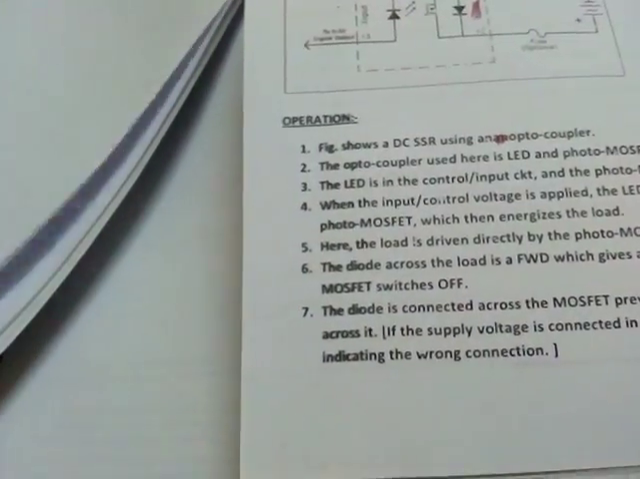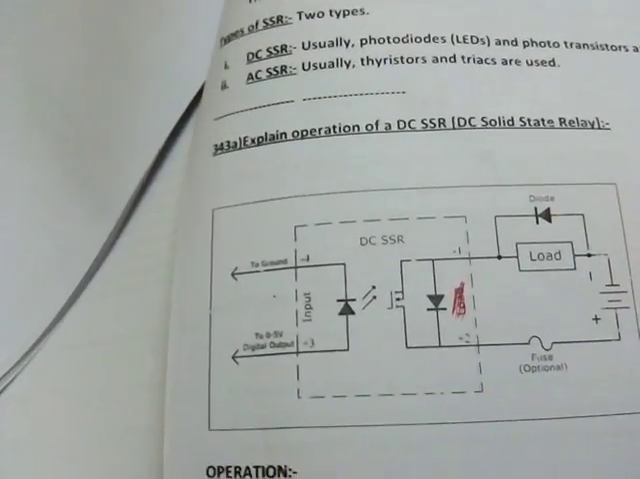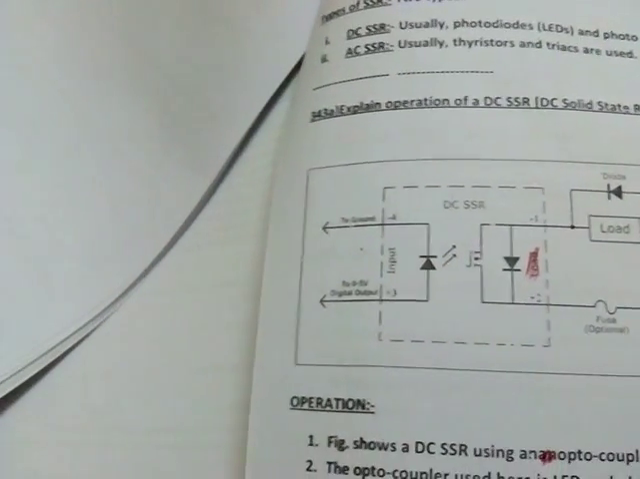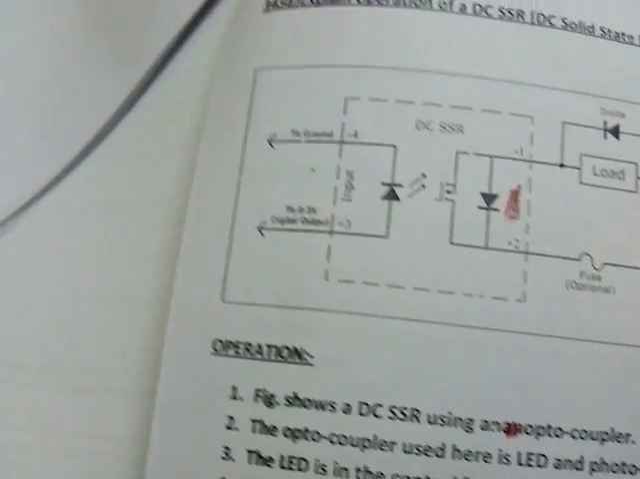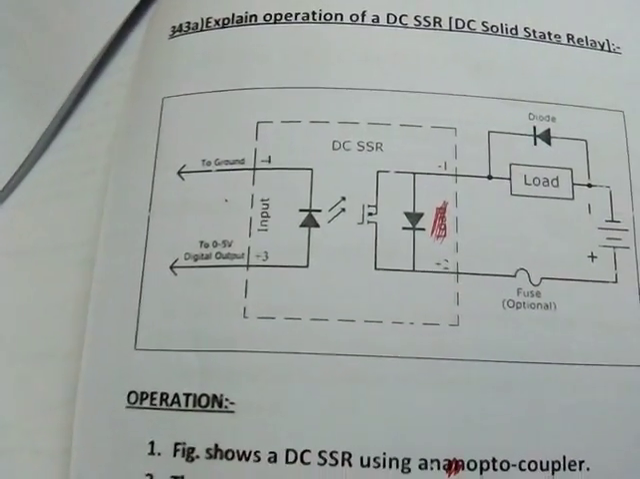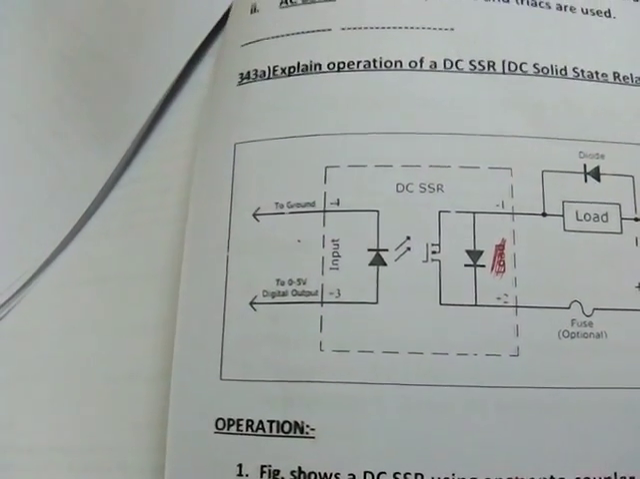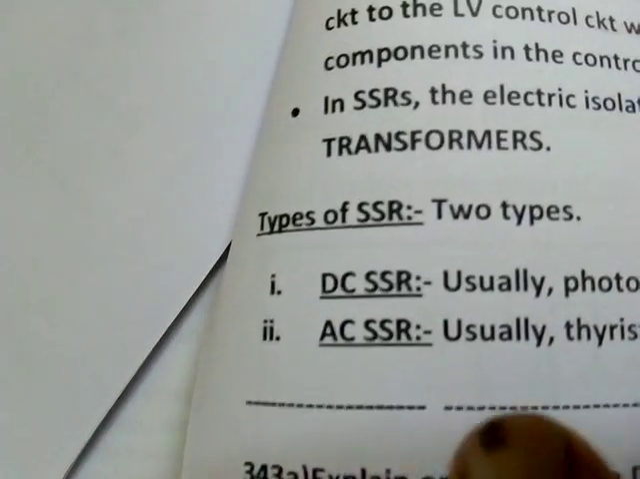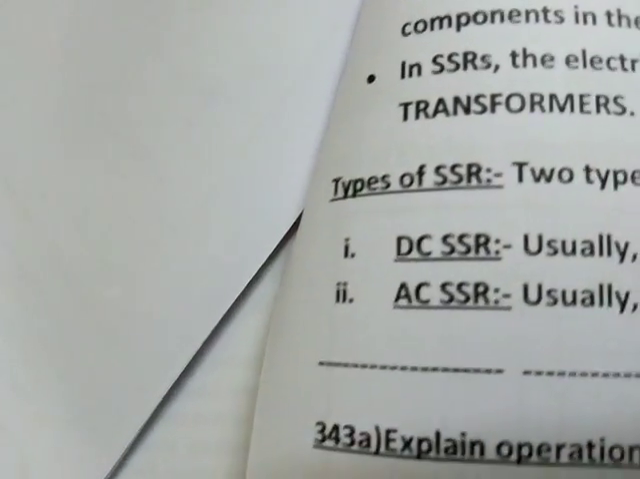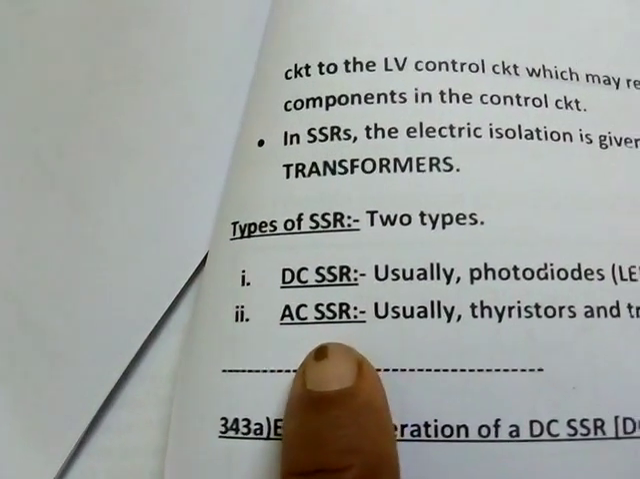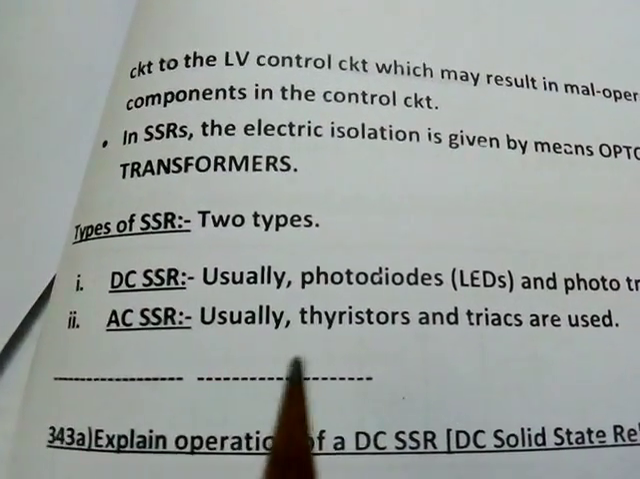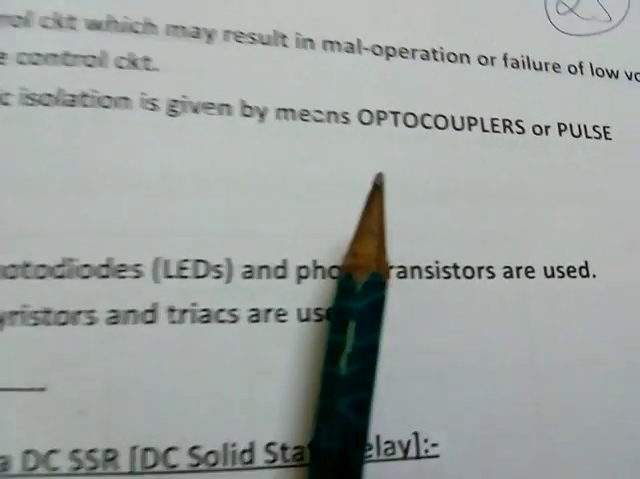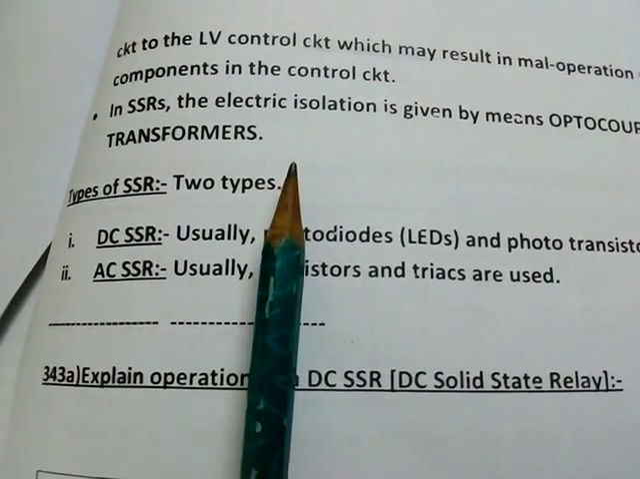An SCR also can be used in a similar way. The anode circuit is like high power circuit. Control circuit is like low power circuit. So we can have two types, DC solid state relay and AC solid state relay. The isolation is given by, for the firing circuit, the isolation is given by optocouplers or pulse transformers.